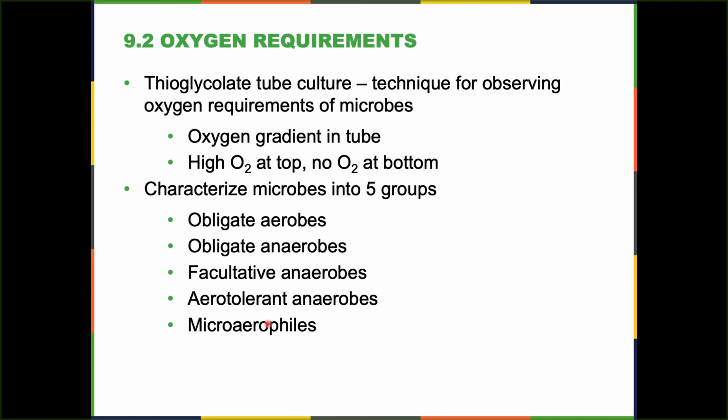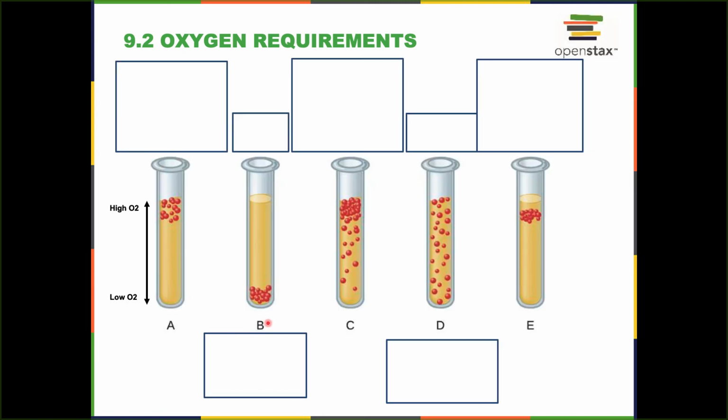Okay, so based on that, let's look at thioglycolate medium. Right, so here these little red dots indicate bacterial growth. And this is our thioglycolate medium. Right, high amounts of oxygen, low or no oxygen down here. So based on the fact that these microbes are growing only at the top, which of these categories are we looking at?